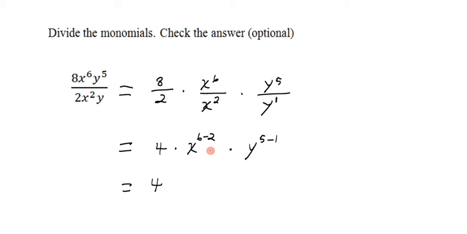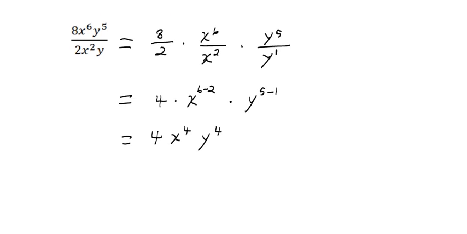I don't need to keep the dots there, so it's going to be 4 times x to the 4th times y to the 4th, right? Just subtracting the exponents. So there's the answer.